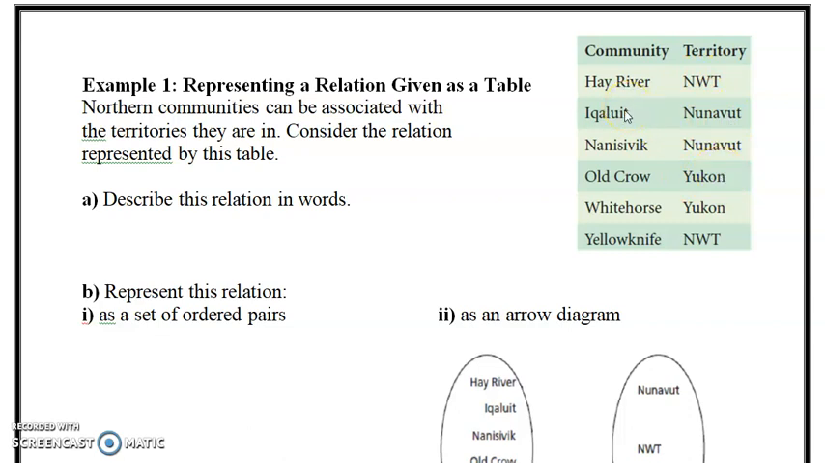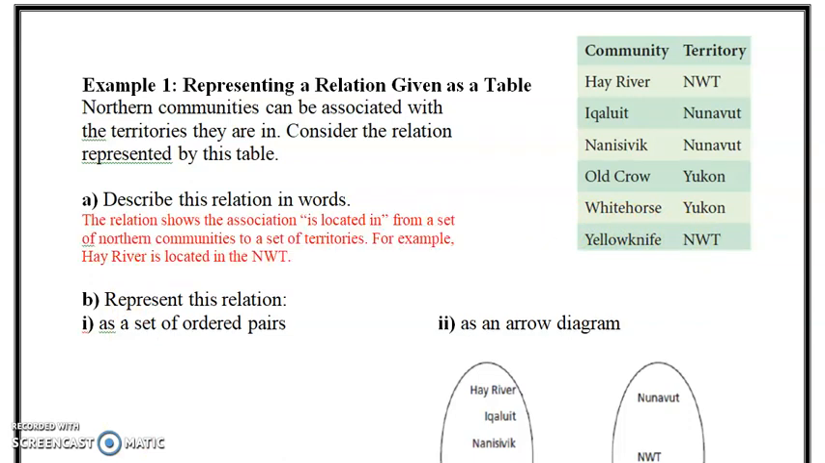I apologize for maybe my pronunciation of some of the communities. We have Hay River, Puvirnituq, Nanisivik, Old Crow, Whitehorse, and Yellowknife. So describe this relation in words. To describe this in words, the relation shows the association "is located in" from a set of northern communities to a set of territories.